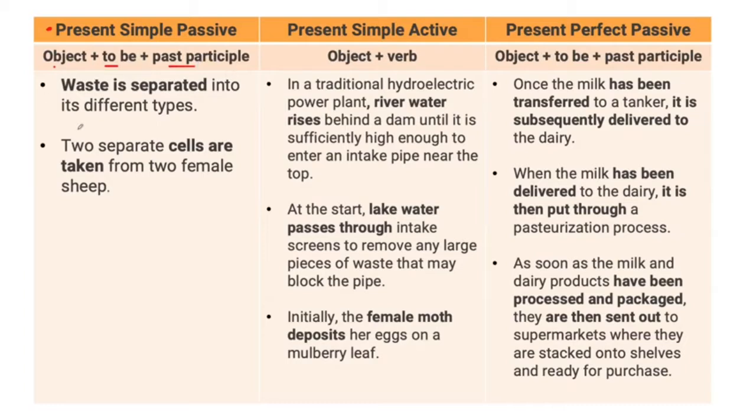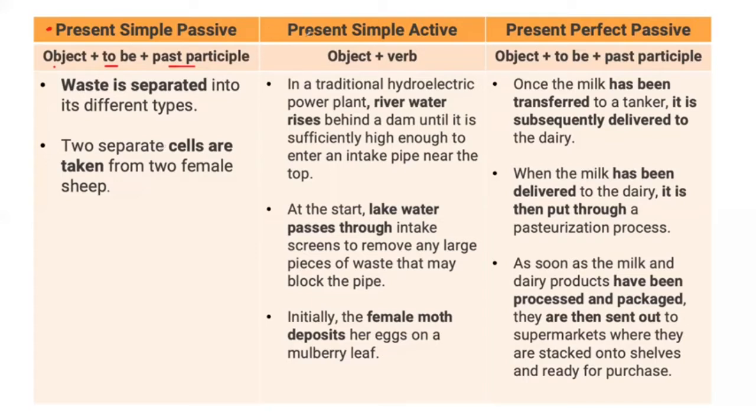So let's look at a couple of examples. We see waste is separated into its different types. 2 separate cells are taken from 2 female sheep. So in this case, we do not know who separates the waste. We do not know how or who takes these 2 separate cells. It isn't important because the action is the most important thing. And that is what you're going to be focusing on in this essay. You're going to be looking at steps and a process. So it isn't important who completes these, but what actually happens.